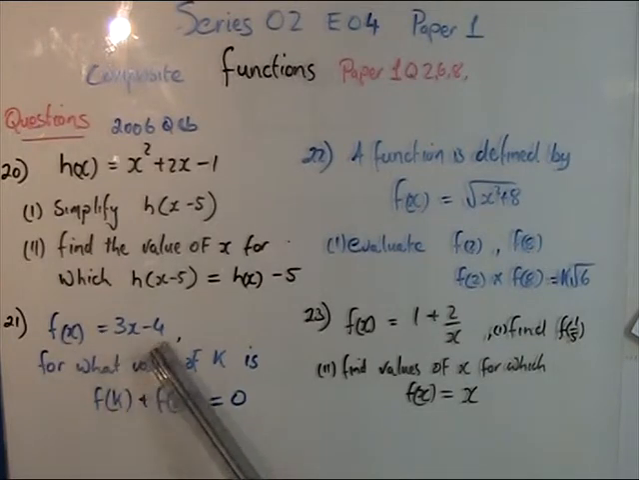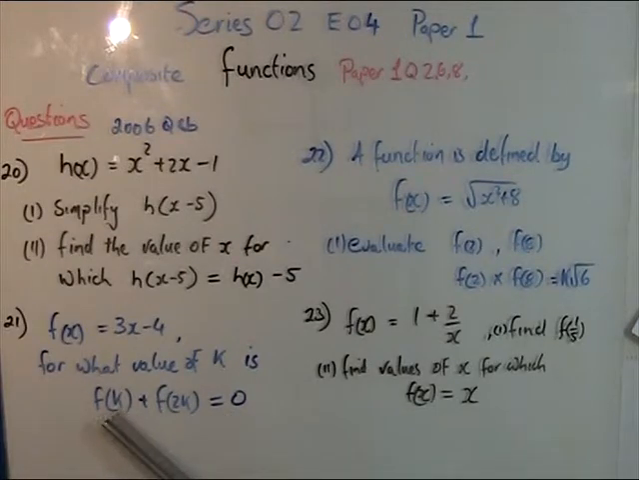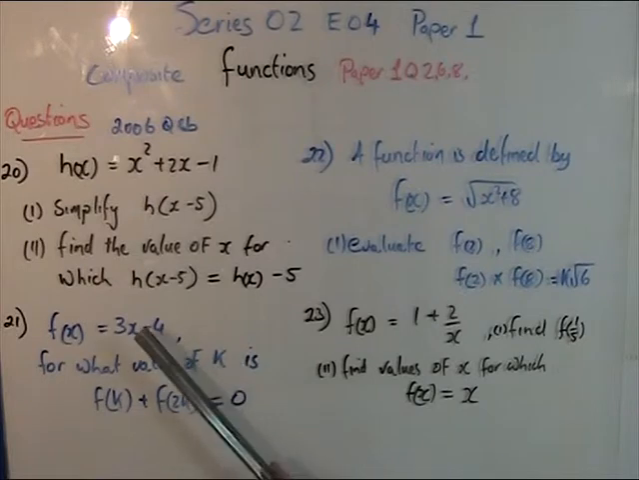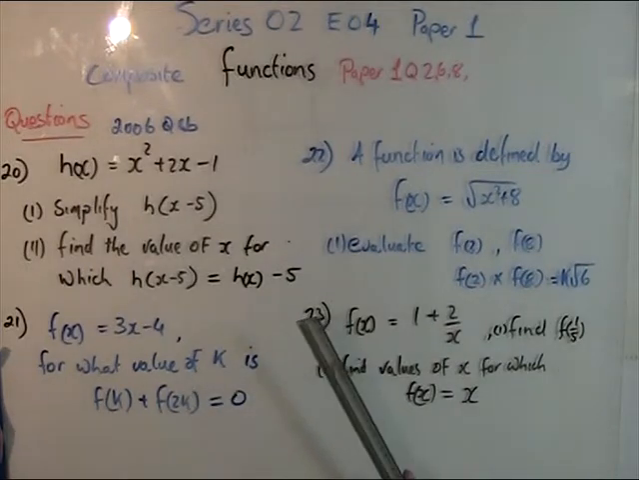Question 21. f of x is equal to 3x minus 4. For what value of k is f of k plus f of 2k equal to 0? Now what does that mean? Well, you just put k in for x, and then whatever value you get for that, you put in 2k. So it's 3k minus 4 plus 3 times 2k minus 4 is equal to 0, and then solve it for k.